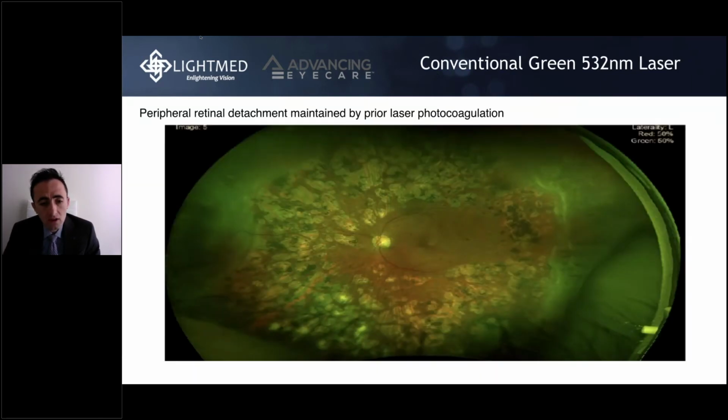Also, there is the effect of retinopexy of the laser, where you see this patient with diabetic retinopathy who had panretinal photocoagulation 360 degrees, but eventually developed exudative retinal detachment in the periphery. But you can see how the retinal detachment is protected by the barricade laser that the patient had.